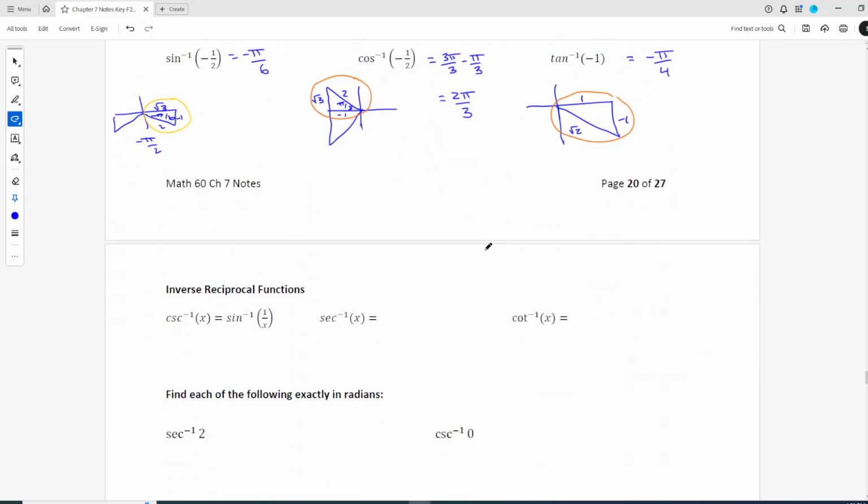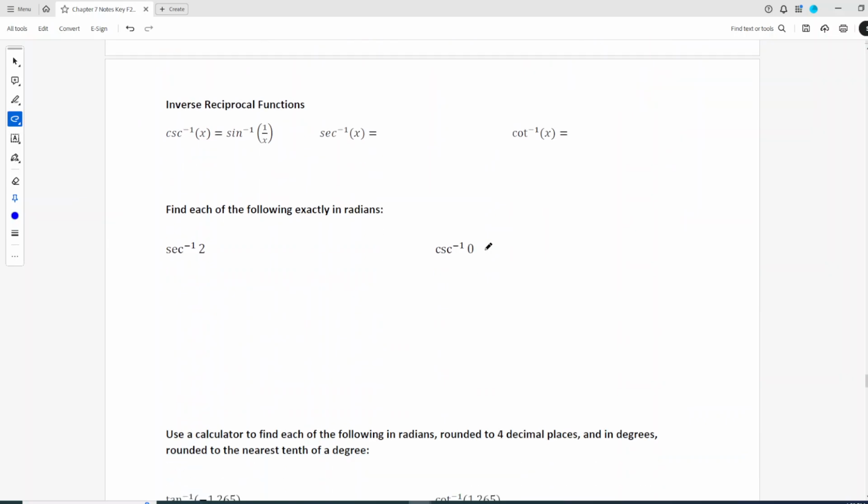Awesome. Second thing that we're going to do here is just what if they were reciprocal functions. So if you had something like the inverse cosecant of x, then if you remember back to chapter 6, we could write this as the inverse sine of 1 over x. If you're not okay with that, go back a step.